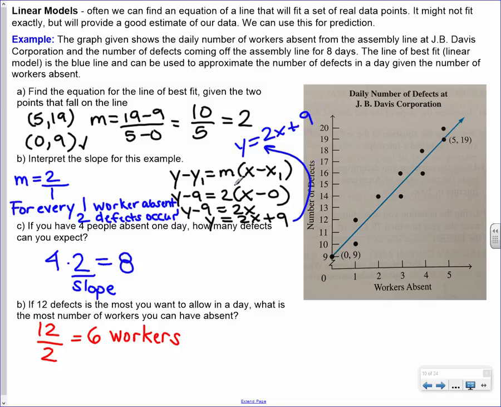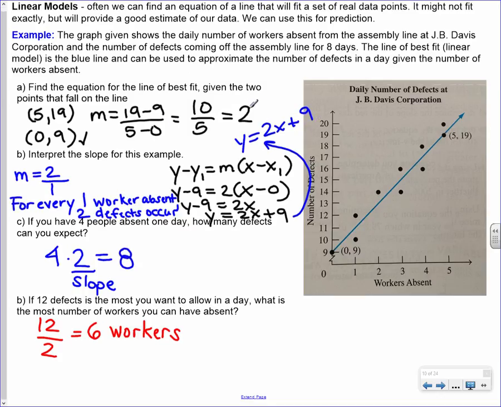Or we could plug in one of my points with my slope into this equation and get up to this line equation as well. So either way you can do that. But if you notice that you already know the y-intercept, once you find the slope, you can write it in slope-intercept form fairly easily by just plugging in the slope and then plugging in your y-intercept that you have.